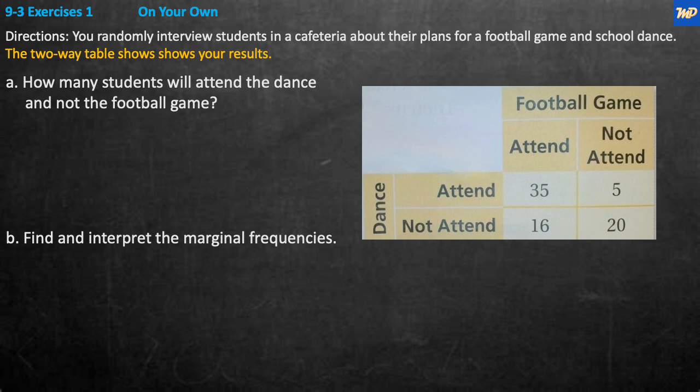Okay, now that you've done that, let's go ahead and take a look at this. How many students will attend the dance and not the football game? So if we go over here to our table, not attend the football game. That's right here, not attend the football game, but attend the dance. Okay? Attending the dance and not attending the football game is going to be 5 students. 5.